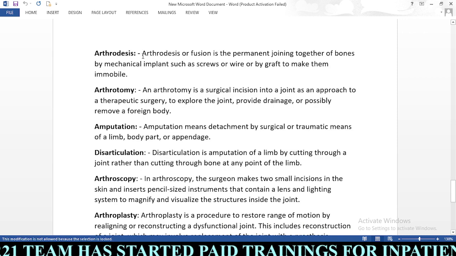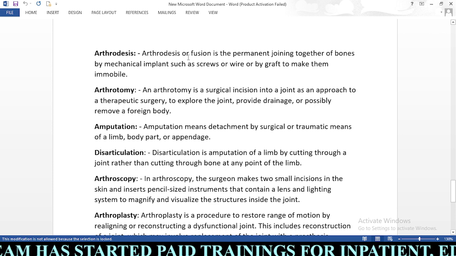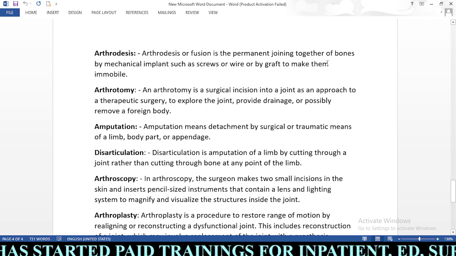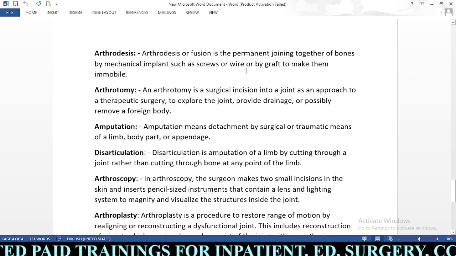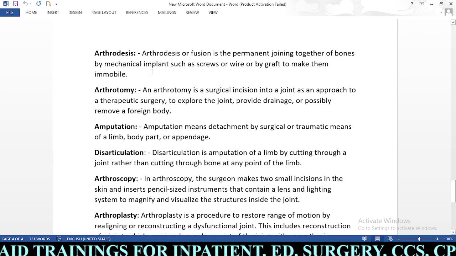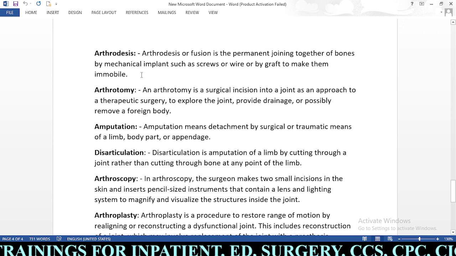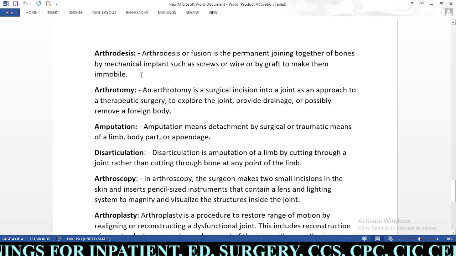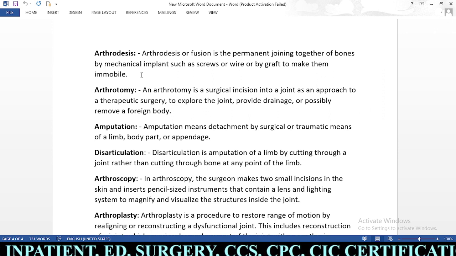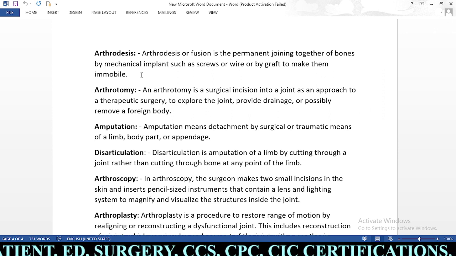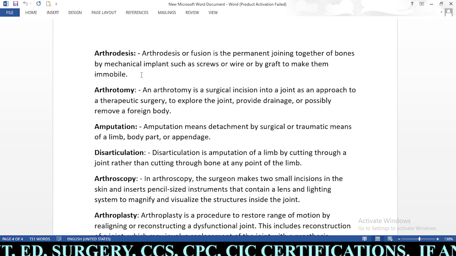Next one is arthrodesis. Arthrodesis, or fusion, is the permanent joining together of bones by mechanical implants such as screws or wire, or by graft, to make them immobile. Usually we use arthrodesis procedures on the spine. In the coming days we will learn all these procedures on the Passcoder 21 YouTube channel.